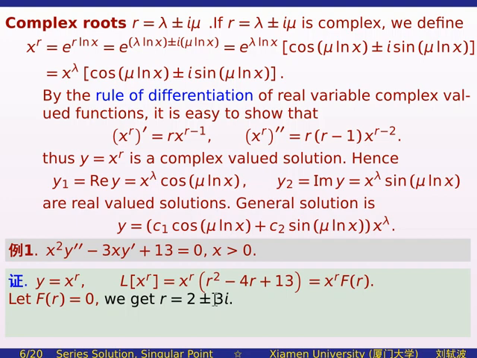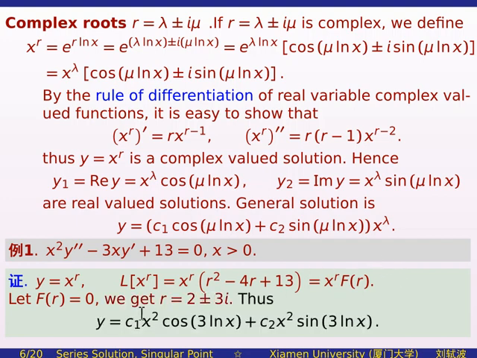Lambda is 2 and mu is 3. Therefore, the solution is C1 x squared, x squared because lambda equals 2, and the cosine of 3 log x. The 3 here is because mu, the imaginary part of our root r, is 3. So this is 3 log x. Similarly, the other solution is x squared sine 3 log x. Okay, so this is quite easy.